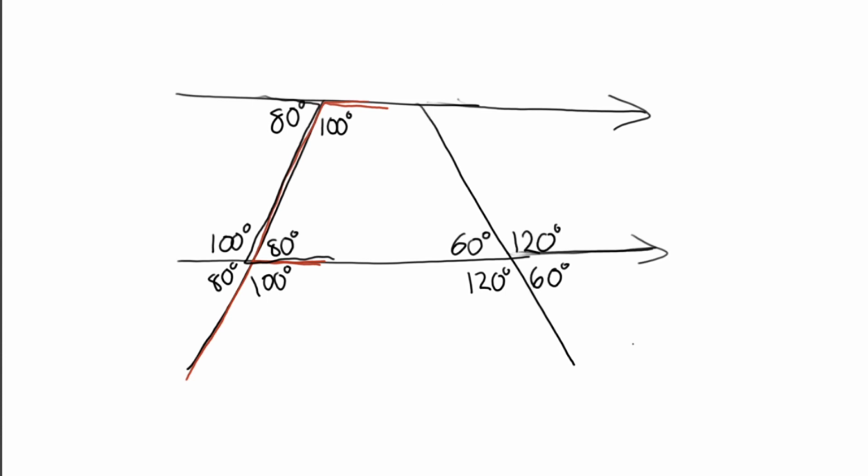Okay, let's use the Z for the right hand side. Can you see the Z there? Okay, so using that Z, we can see that this is 60 degrees. They're alternate to each other. And then it has to be 120 degrees to the side. And that's us find all the missing angles.